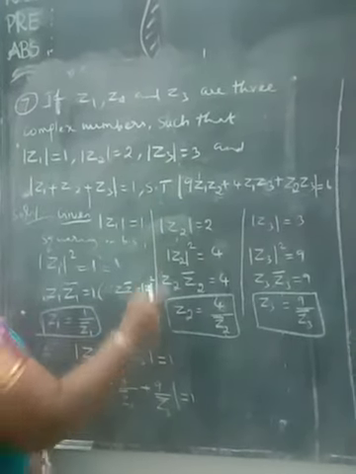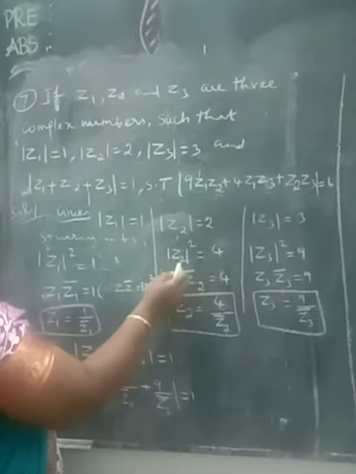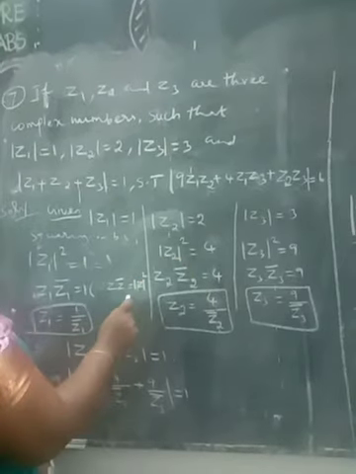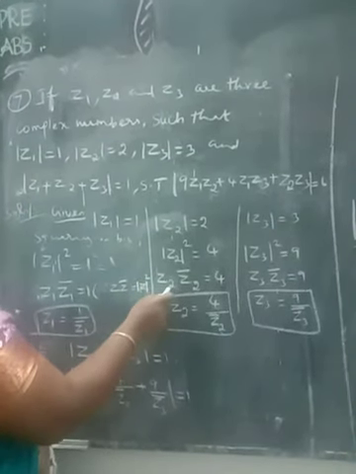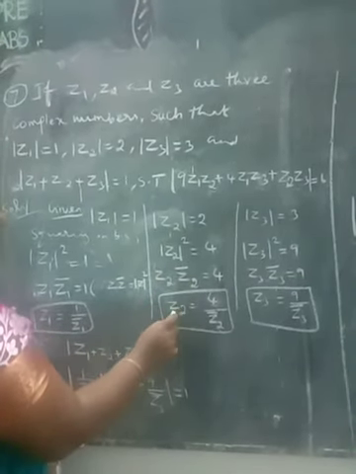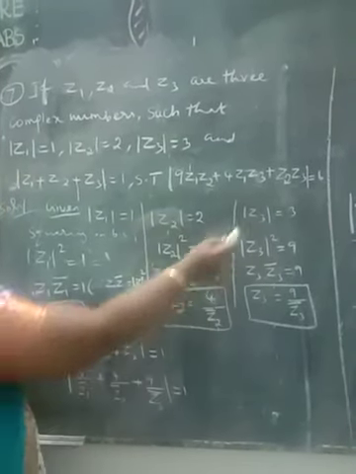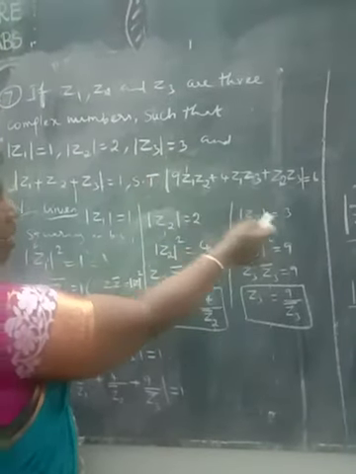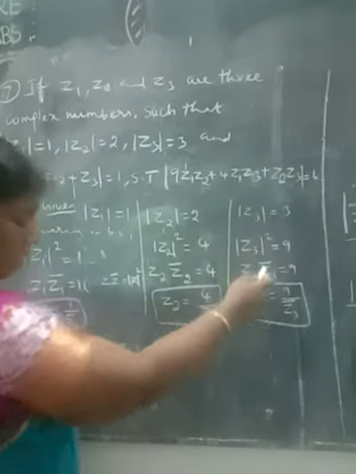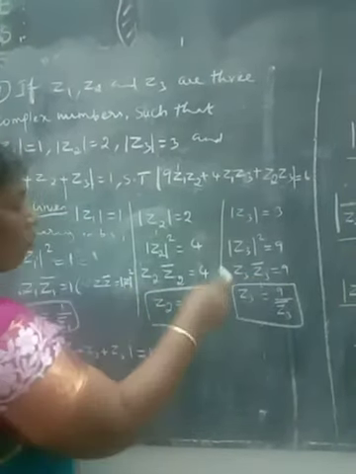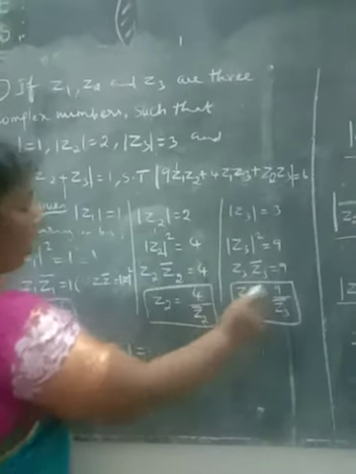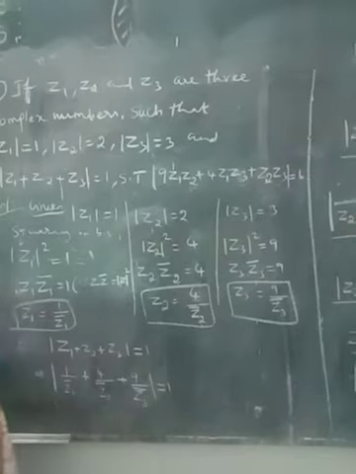Then next Z2, mod Z2 value is given as 2. So, squaring on both sides, mod Z2 square, 2 square is 4. Then using the same concept, we have written this as Z2 into Z2 bar equal to 4. So, from this Z2 equals 4 by Z2 bar. Similarly, Z3. Mod Z3 value is 3. If we square, 3 square is 9. Then using that property, we have written this as Z3 into Z3 bar equal to 9. So, from this Z3 equals 9 by Z3 bar. So, we have found Z1, Z2 and Z3.